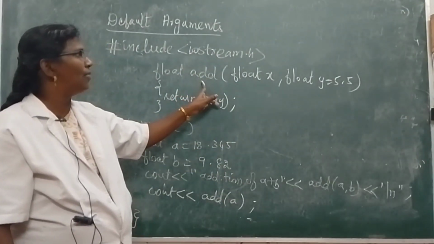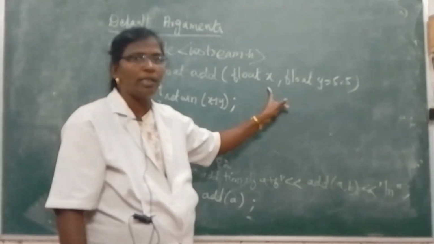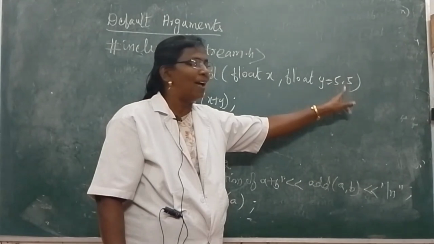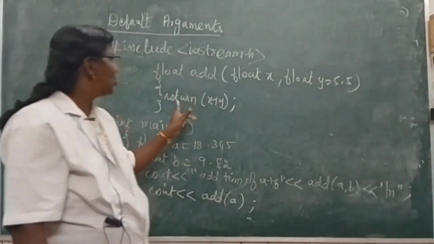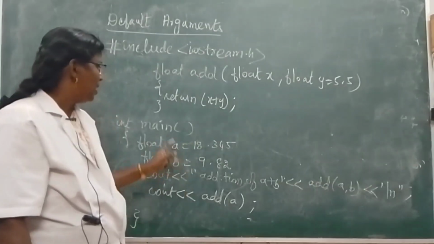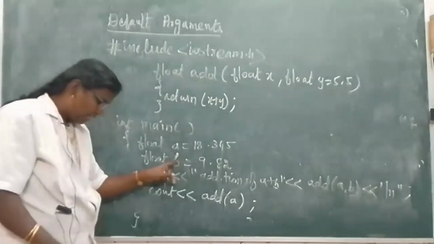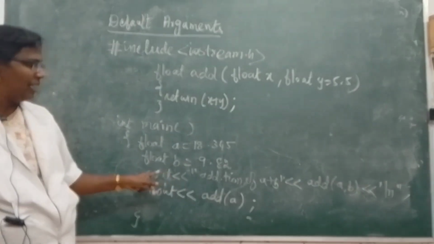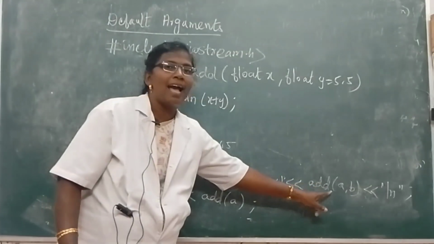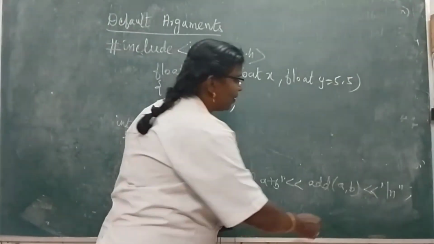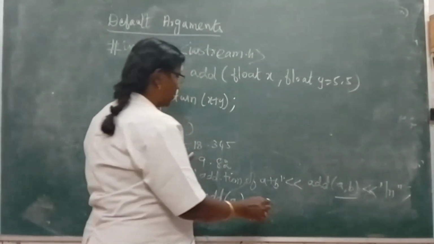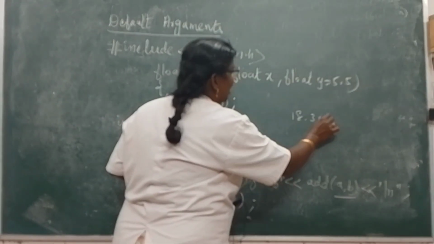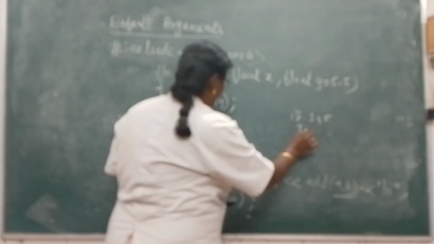Here we have one function. It takes two arguments, x and y. For y I have assigned the value 5.5. It returns the addition of two numbers. Come to the main program. Here we have two values A and B, and we have called add of A comma B. What will it do? It will take the arguments 18.345 and 9.82.